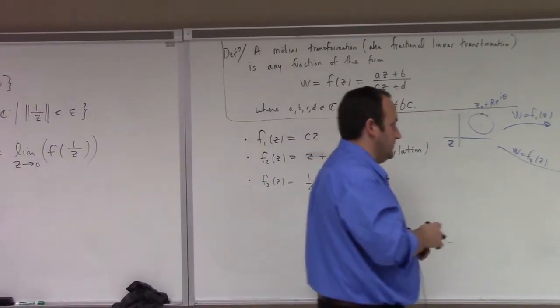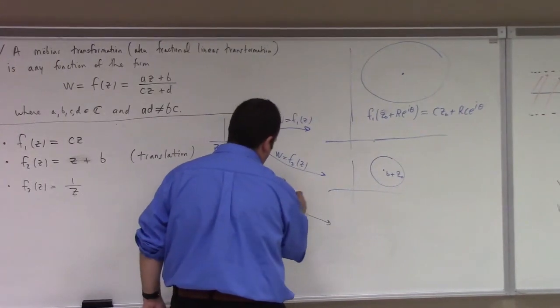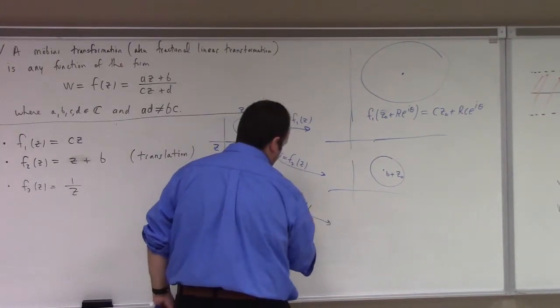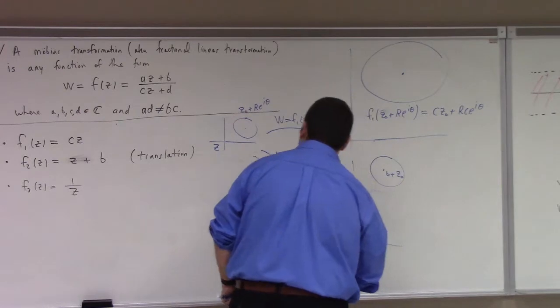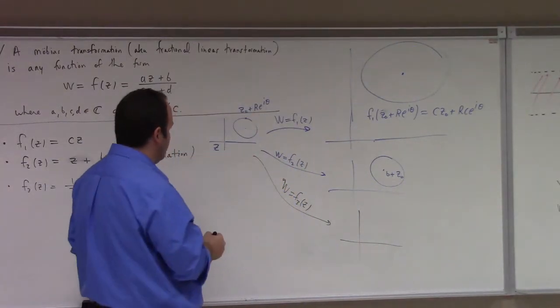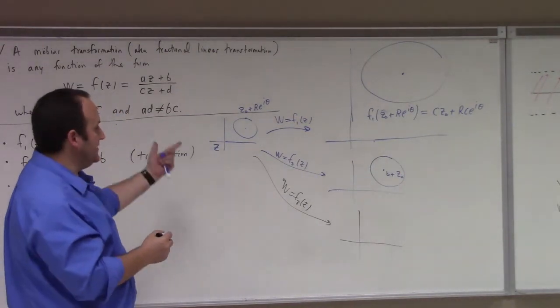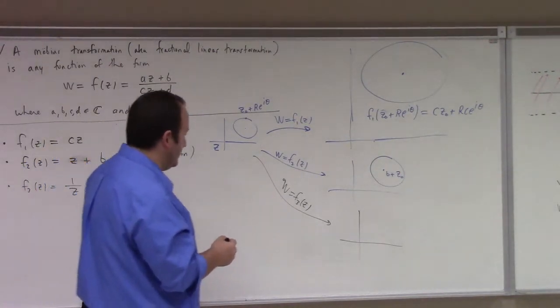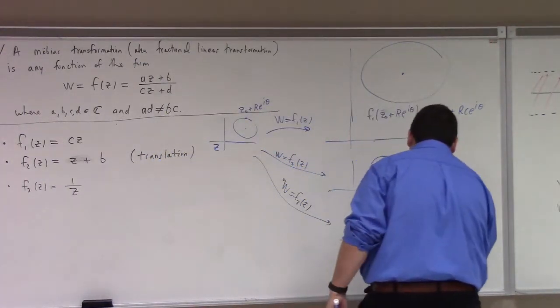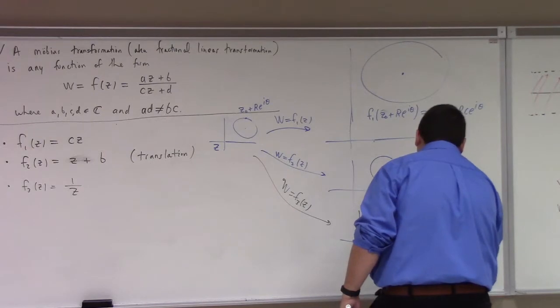Well, let's see here. I don't know, what happens if we plug in the formula for a circle, z naught plus r e to the i theta? Or you could put e to the i theta if you want to parameterize it. What is 1 over z naught plus r e to the i theta? What's that look like?